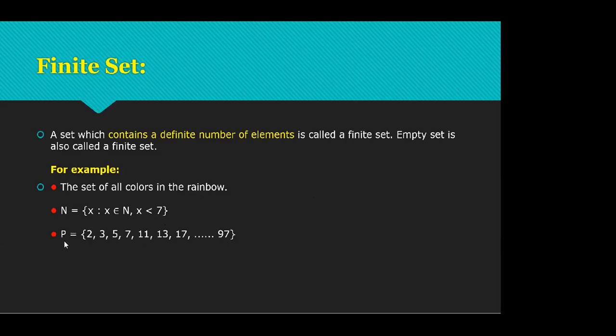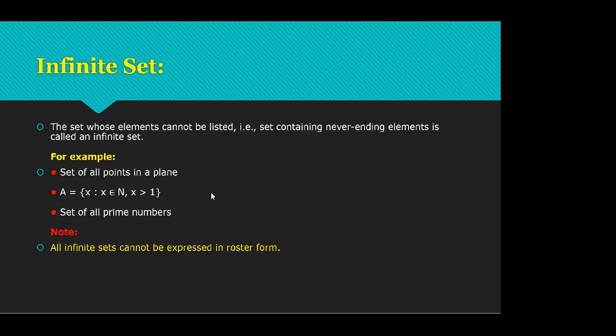Okay. So for the next set P, the elements inside are available already here. It's from 2, 3, 5, 7, 11, 13, 17, 19, 21, and so on until it reaches the number 97. So that's how we define a finite set. Questions? None, sir. So let's move.